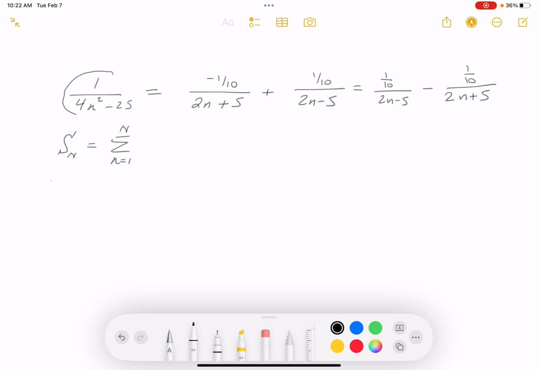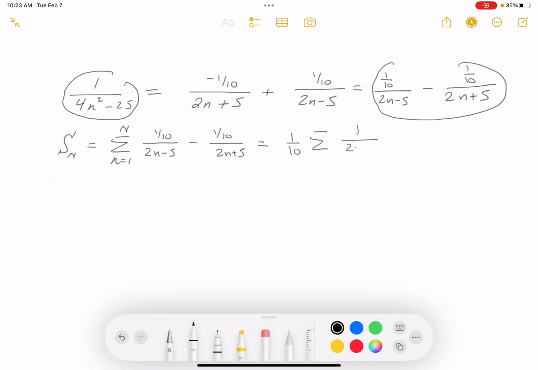This is the term, but what I do is I split it into these two terms over here. Let me write that down. So it's going to be 1/10 over 2n minus 5 minus 1/10 over 2n plus 5. I'm going to simplify a little tiny bit by factoring out the 1/10. And this is going to be the sum of 1 over 2n minus 5 minus 1 over 2n plus 5. All right, so what I do now is I don't know what that sum is, by the way, but I do believe that that hint will lead me towards the sum.